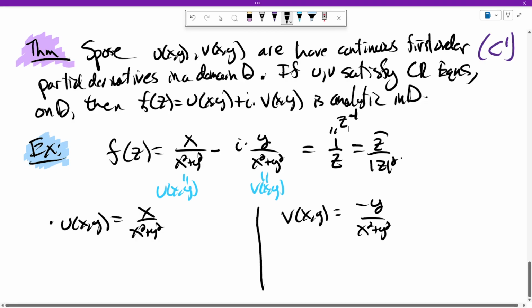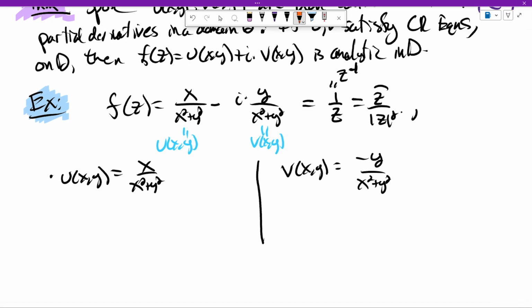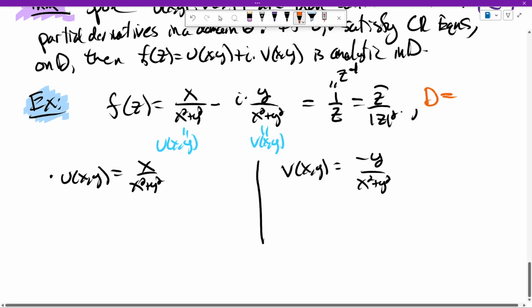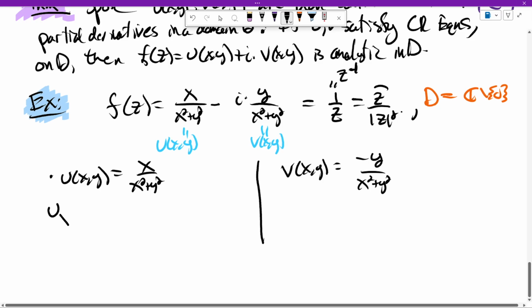Okay, so here our domain, maybe over here in orange so it pops out, is C minus 0. So the non-zero complex numbers. That's an open connected subset of C. And u and v are certainly continuous on D. Let's compute the partial derivatives.